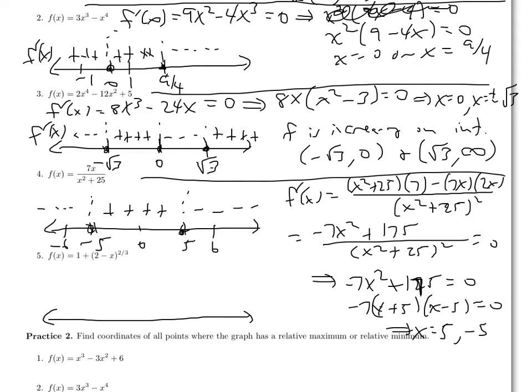So this function decreases from negative infinity out to negative 5. Then between negative 5 and 5, this function is going to be going up. And then from 5 to infinity, the function will be going down again. So it'll be decreasing.